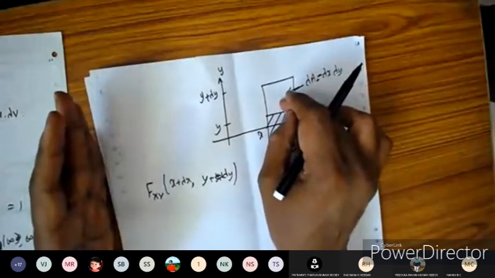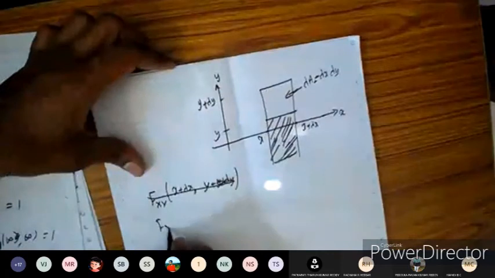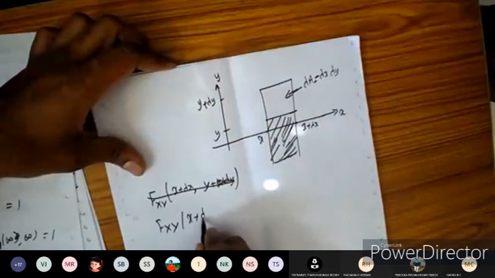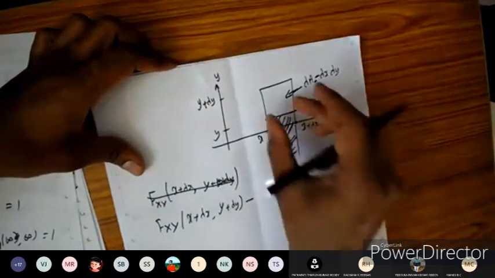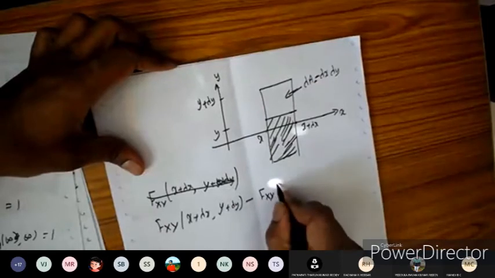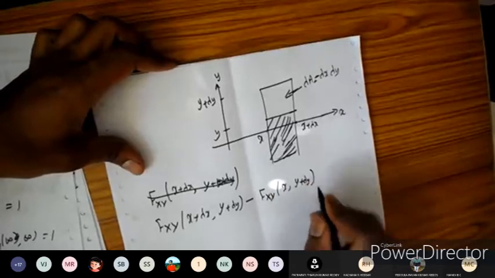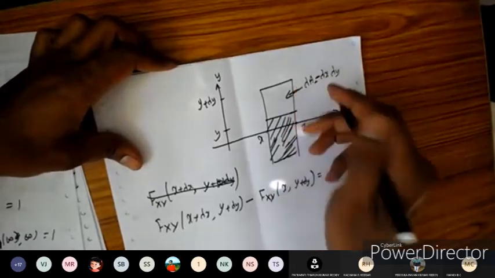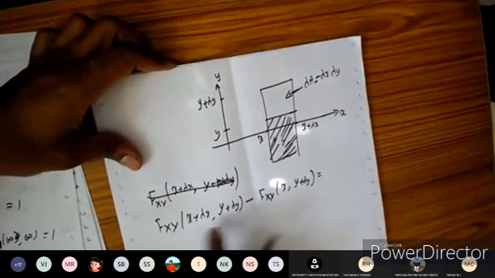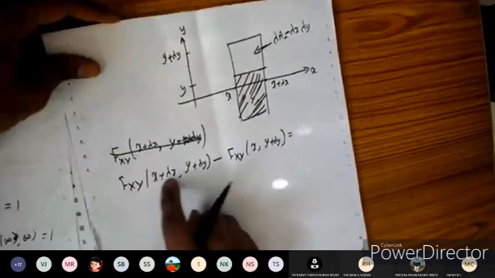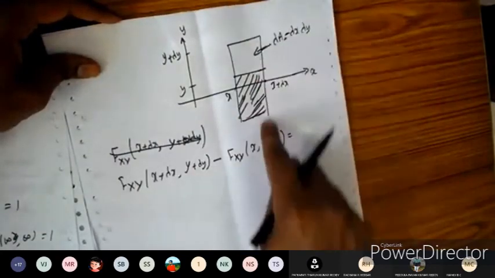This can be found by taking the two equations like this. Just follow the expression; I'll explain it later. So x plus dx and y plus dy. In order to find this, we use F_XY of x comma y plus dy. This will give the area of this part. If I find this using the expression F_XY of x plus dx, from here to this part, and y plus dy, from here to this part, I get the area.